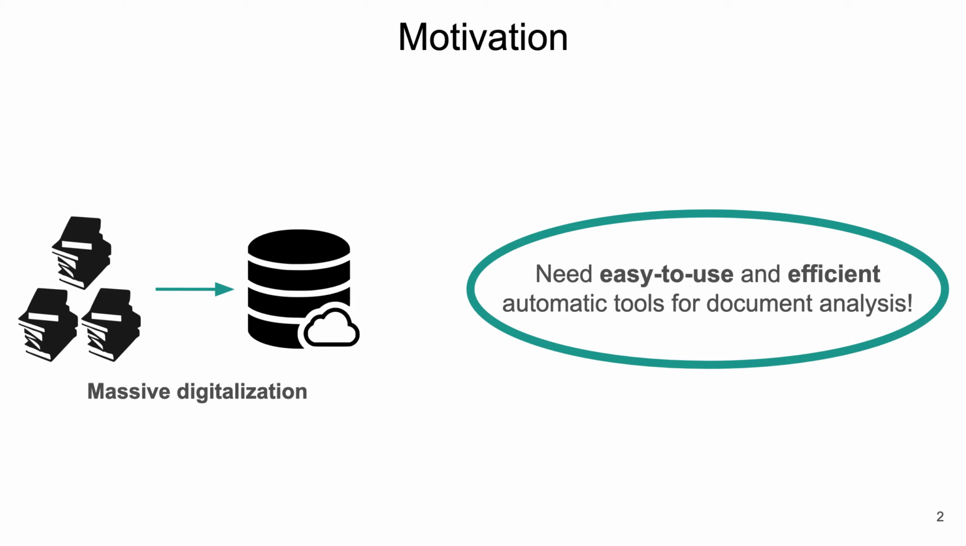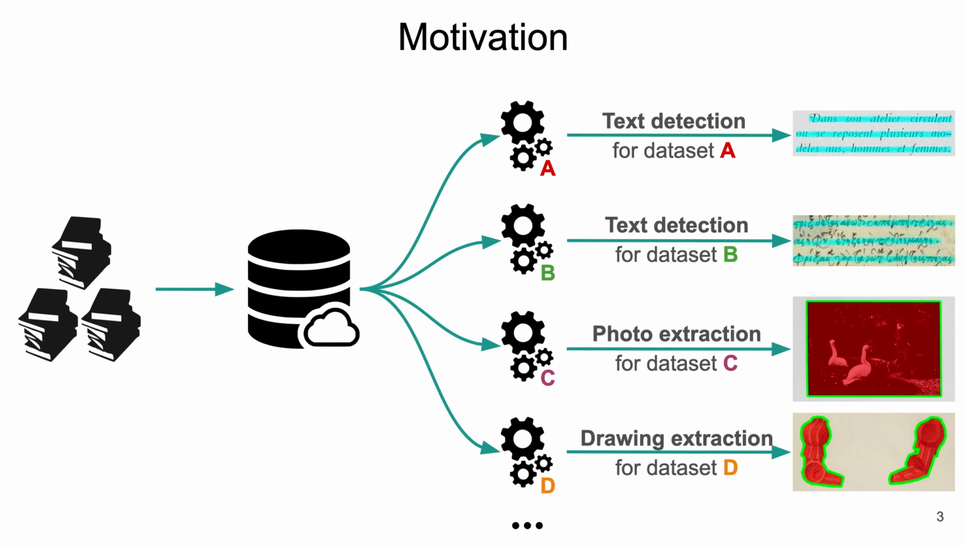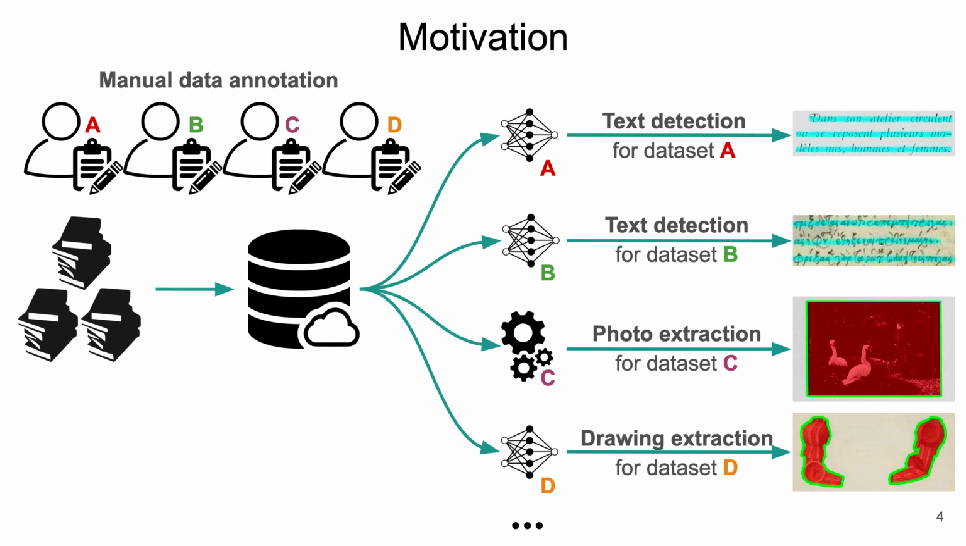In the context of a rising interest in digital humanities, the need for easy-to-use and efficient automatic tools has dramatically increased. Document analysis is usually broken down into multiple sub-problems, depending on the task and the document specificity, including handwritten printed distinction, language, or degree of degradation.